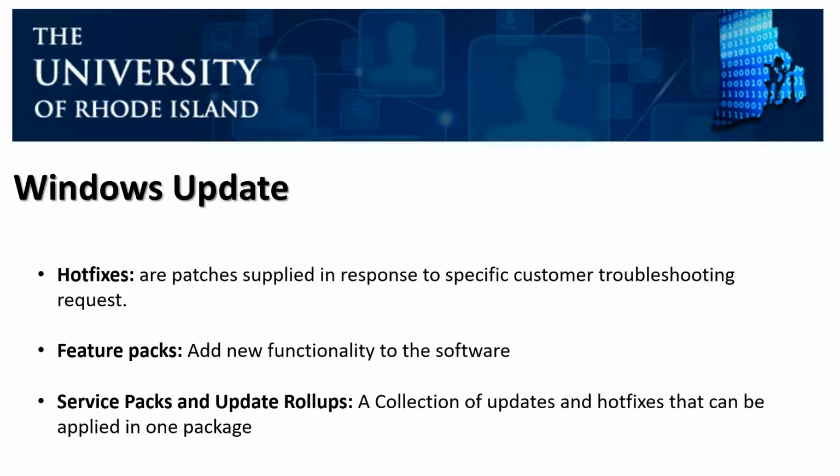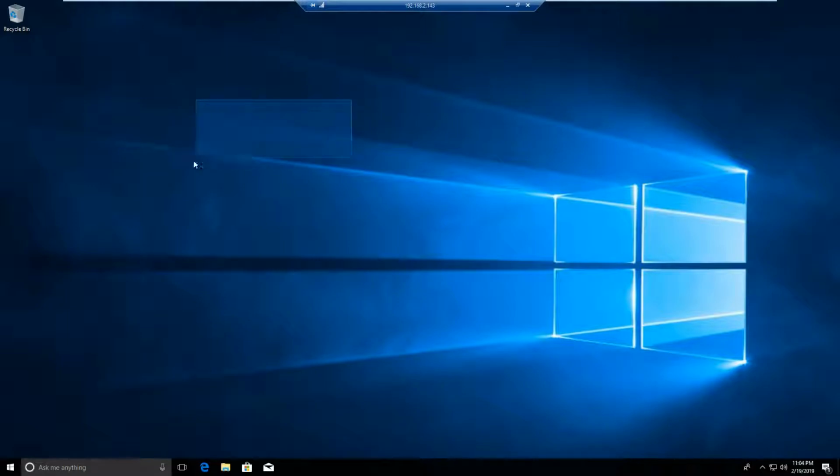Okay. Then you have feature packs. They add new functionality to the software. So these feature packs can include something that a tool can't do, an enhancement to a tool, or an update to one of the tools. Then you have service packs and update rollups. These are essentially a collection of updates and hotfixes that can be applied in one package. So patches, driver updates, and service packs for Windows and other Microsoft software can be installed using the Windows Update client. Okay, so let's take a look at how we can do that.